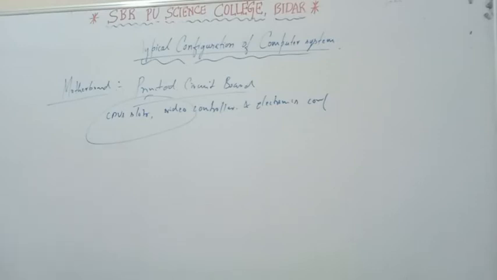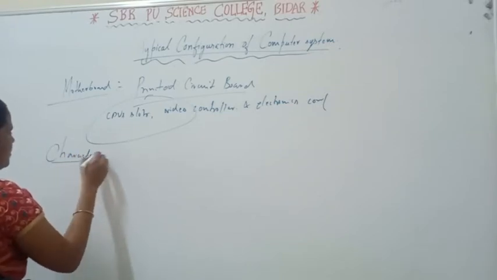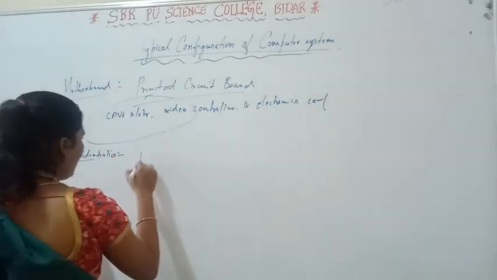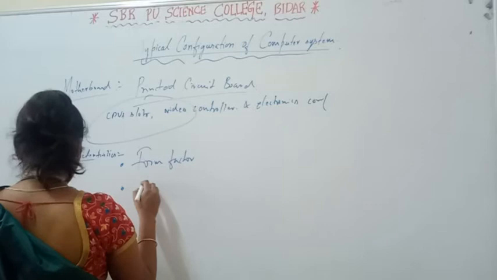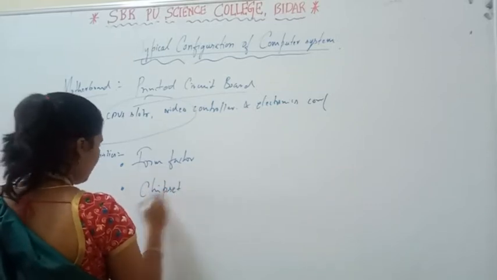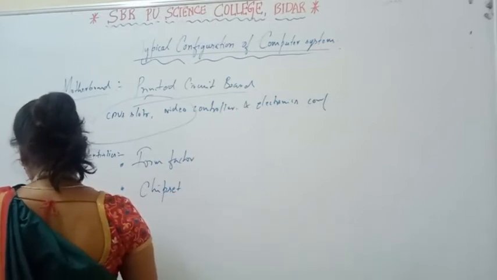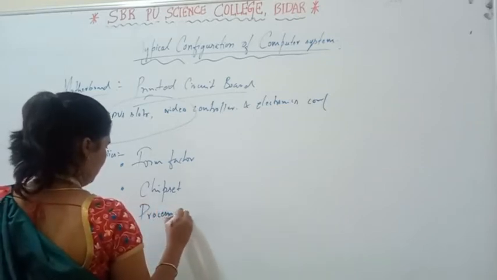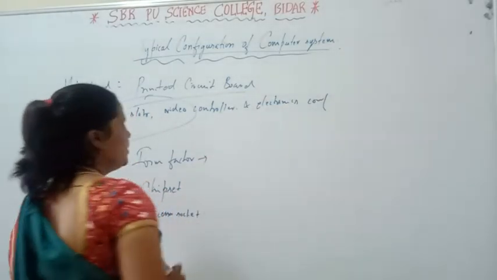Next, characteristics. Now what are the characteristics of a motherboard? So how do we know that this is a motherboard? In that, the first characteristic is form factor. Next is chipset. Third one is the processor socket.